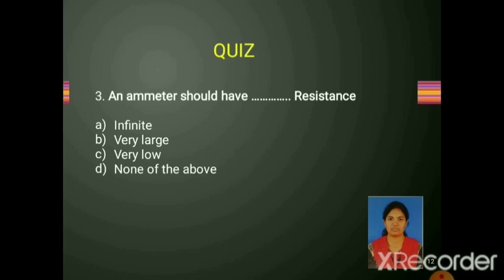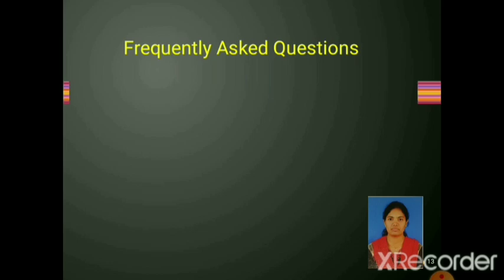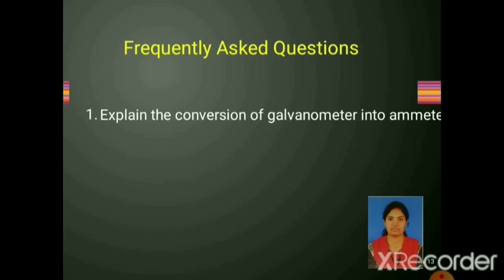So an ammeter should have infinite, very large or very low, or none of the above resistance. So it is very low resistance. So the frequently asked questions from this topic are: explain the conversion of galvanometer into an ammeter.